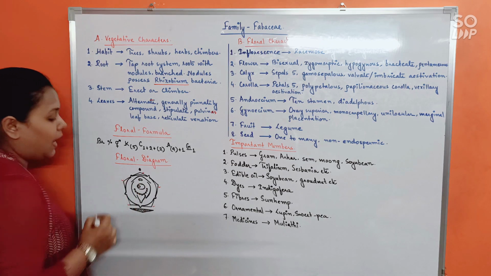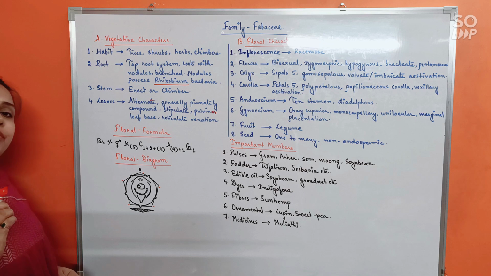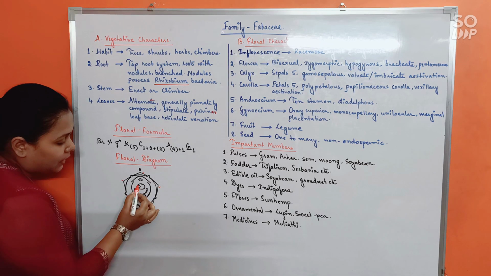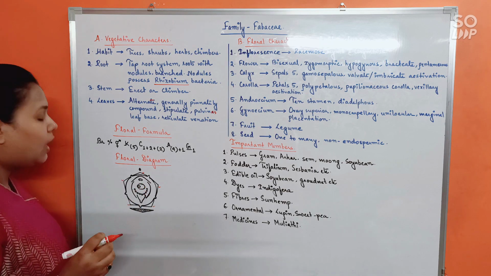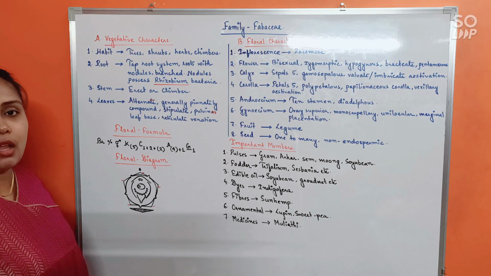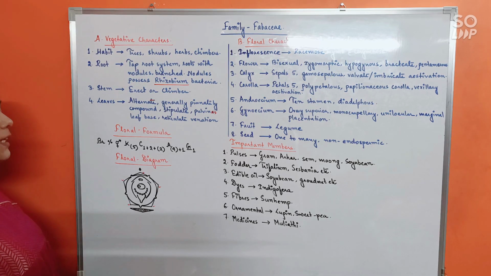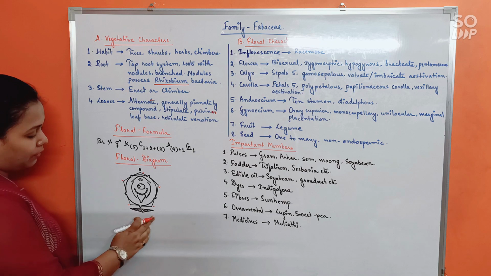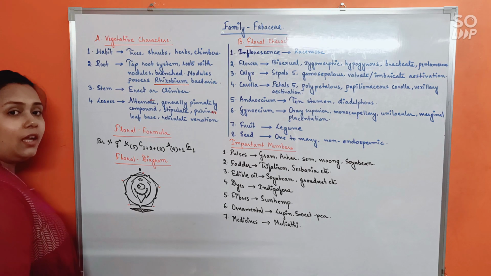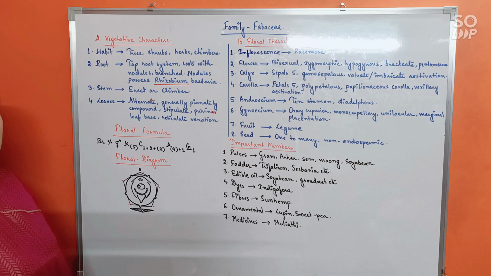And at last we have a unilocular, monocarpellary superior ovary. So here a single ovary with a single ovule, that usually shows marginal placentation. Okay, and finally the last thing is whether the flower is bracteate or ebracteate. As you know it's bracteate, so this is how you refer to the bract. Okay, so this is the floral diagram of the Fabaceae family. I hope the floral formula and diagram are clear to you.